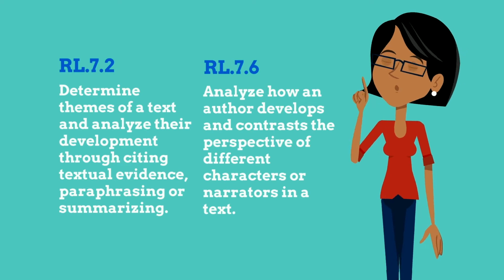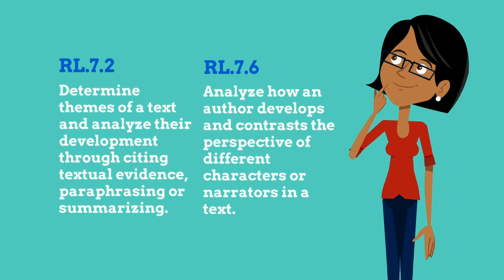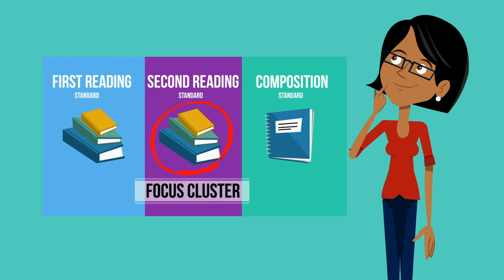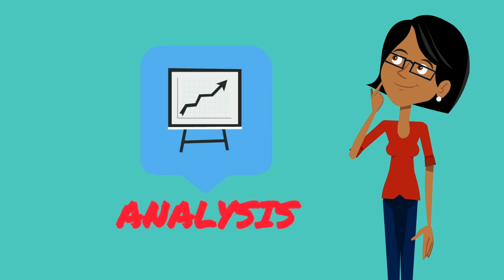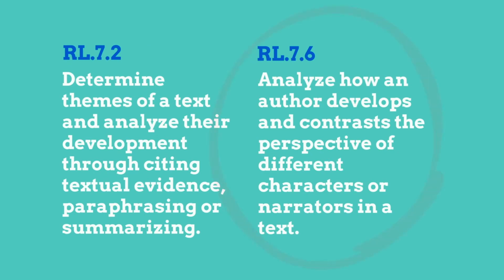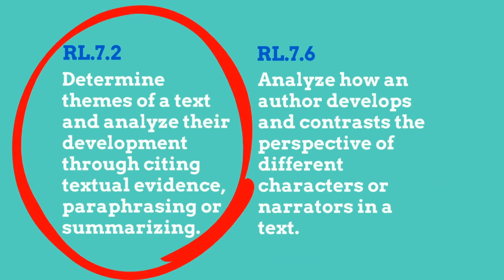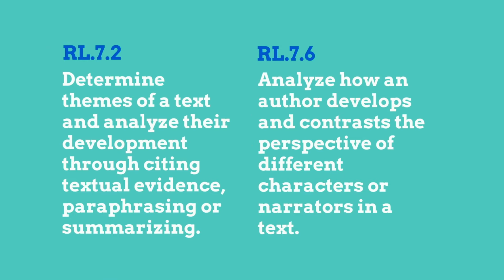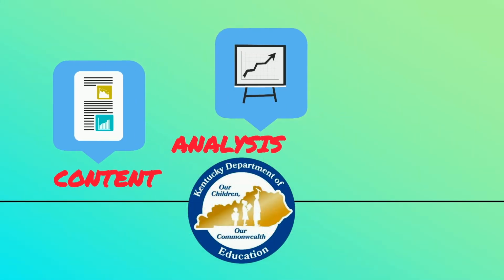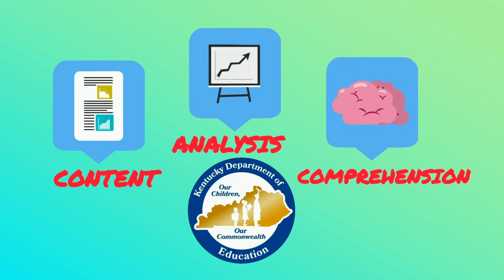Depending on the text chosen, one or both of these standards might work, so choosing one as your second reading standard guides students in the analysis portion of that first reading standard. If we choose RL.7.6 as our second reading standard, analyze how an author develops and contrasts the perspective of different characters or narrators in a text, then we will know that in order to determine the theme and analyze its development, as stated in RL.7.2, our first reading standard, students will need to use character or narrator point of view to trace that development. Finally, let's think about that third dimension in our reading standard, comprehension.